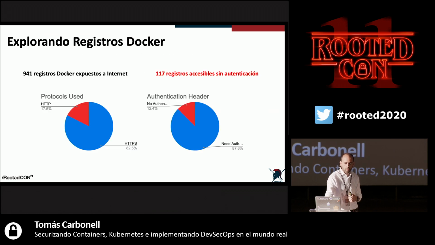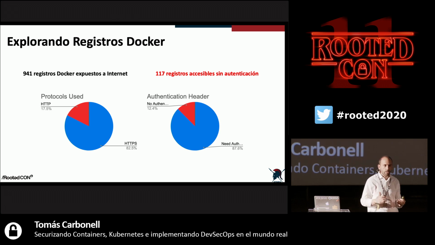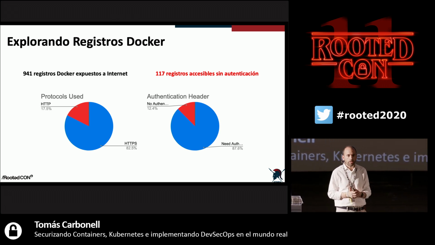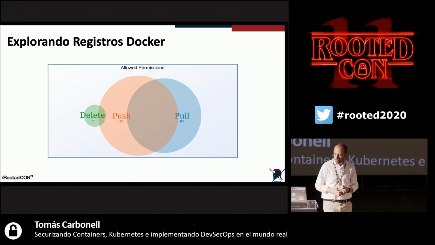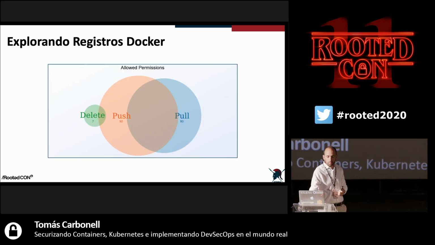We saw there were 941 Docker registries exposed on the internet. In general, 18% of them were using HTTP. The other ones were using HTTPS. But what was a concern for us is that out of 941, 117 registries were available without any sort of authentication. That is unbelievable. We shouldn't allow this. This is not possible. This is not security. It's a matter of proper configuration.